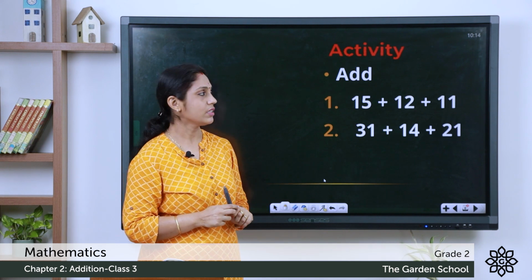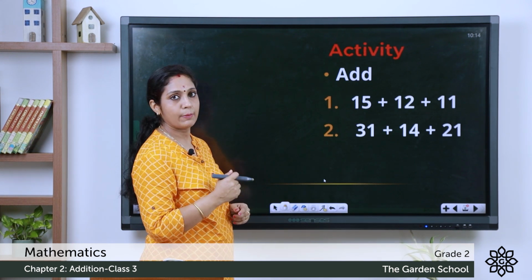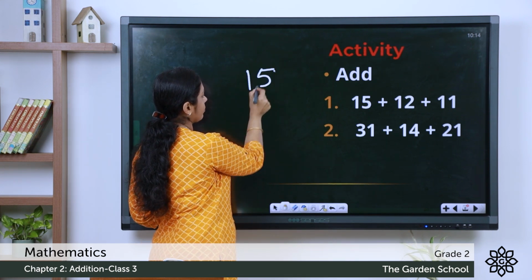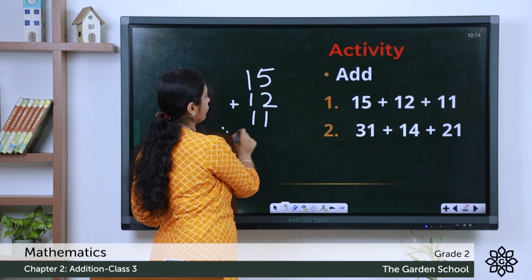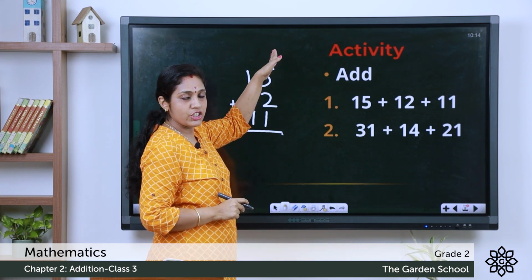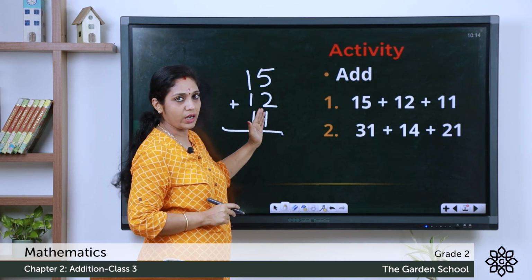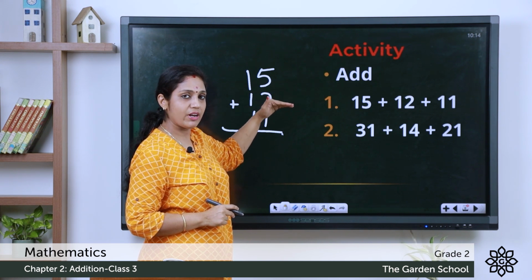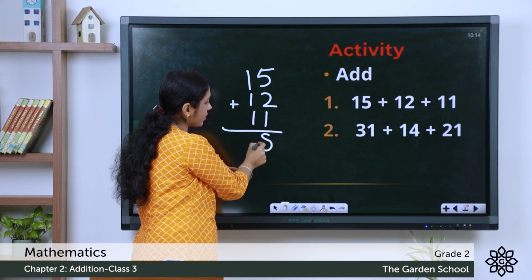Let's check our answers. So, the first question we have 15 plus 12 plus 11. So, let's write it down. So, first let's add the digits which are there in the ones position. We have 5, 2 and 1. 5 plus 2 is 7. 7 plus 1 is 8. So, let's write it down under the ones position.